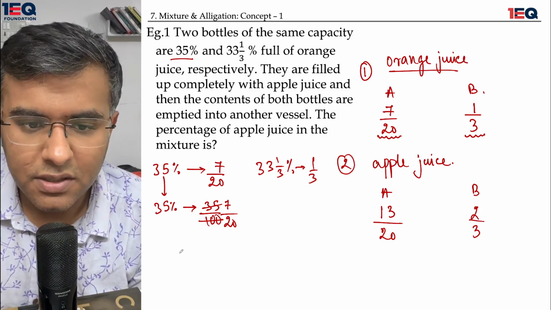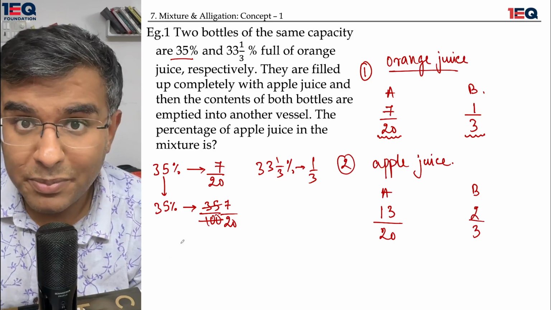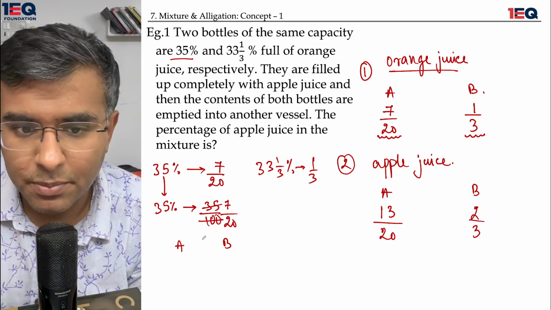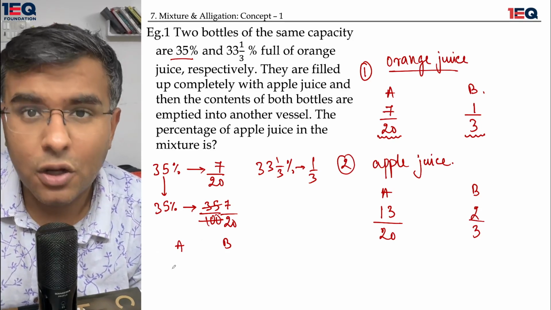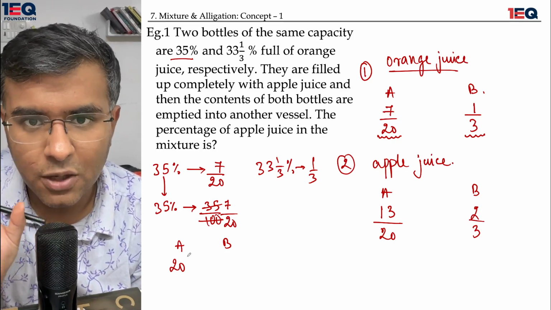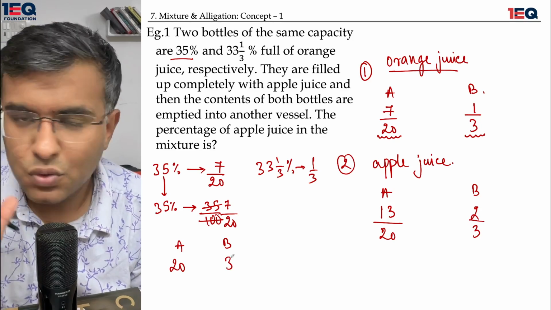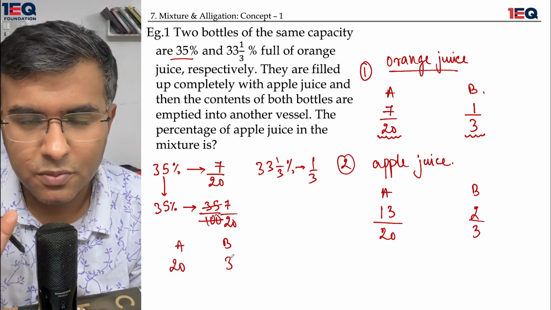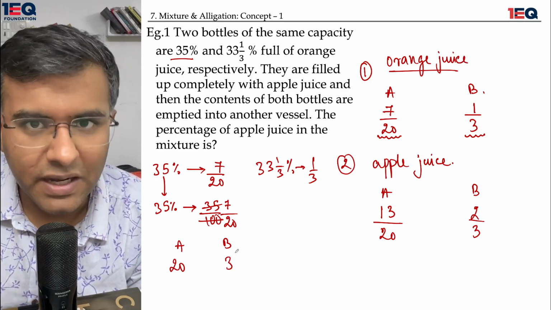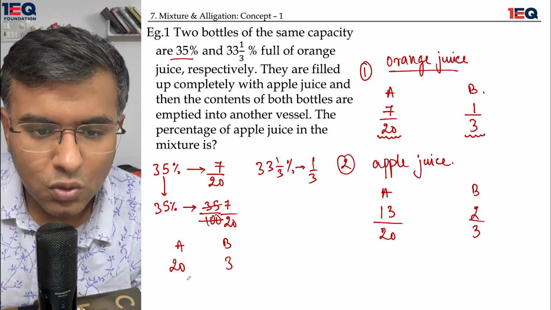So, what's happening here is I'll be now mixing A and B together. What are the bases of A and B? When I say the base, I mean what is in the denominator of A and B. We were assuming that the bottle is that of 20 here, and for B, the bottle is that of 3. So this is not possible because both of them are supposed to be of the same capacity. To make that happen, I will have to take the LCM of 3 and 20, which is 60.